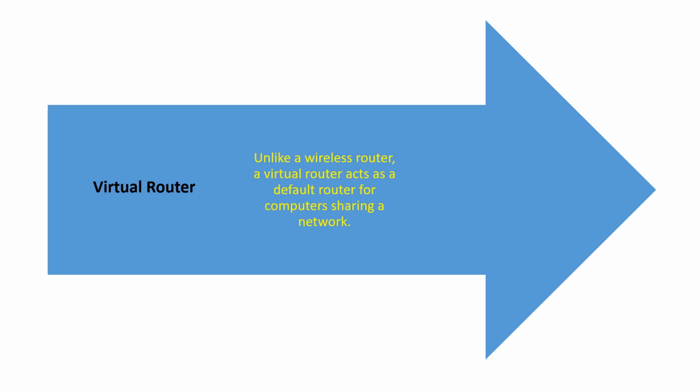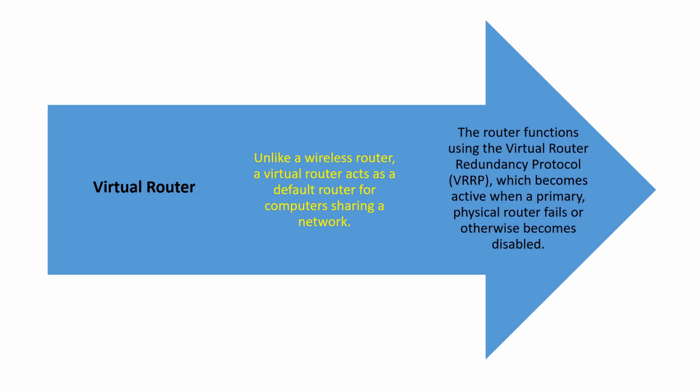And next we can move to the third type, which is the virtual router. Unlike a wireless router, a virtual router acts as a default router for computers sharing in the network. That is, the router functions using the Virtual Router Redundancy Protocol, which becomes active when a primary physical router fails or otherwise becomes disabled. So on such occasions, this virtual router plays its role.